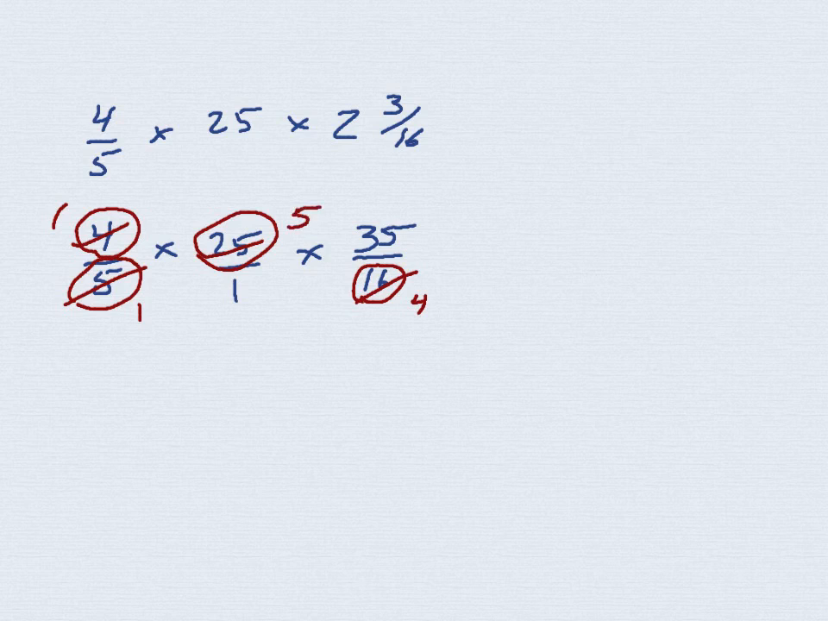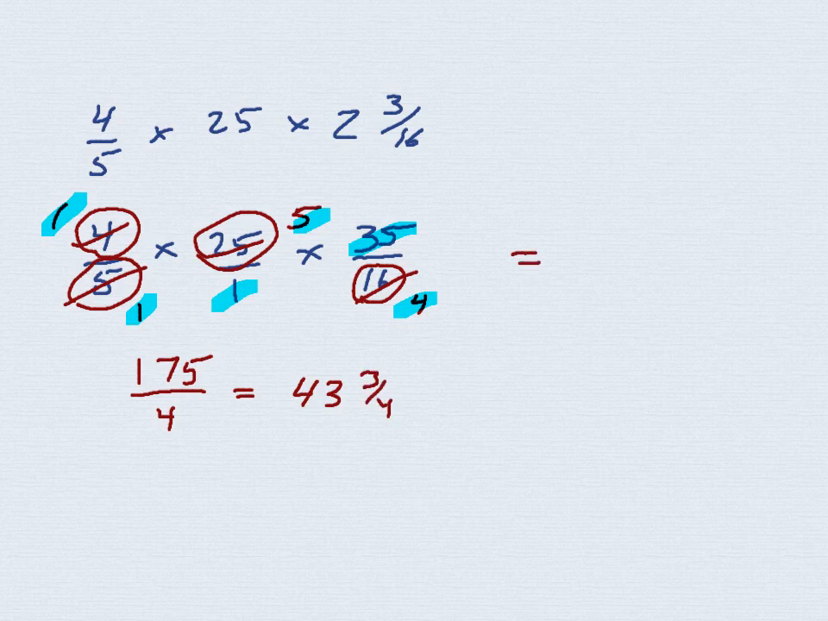What I'm left with is a 1 times 5 times 35 on the top, a 1, 1, and the 4 on the bottom. My final middle step, I guess you would say, is 5 times 35, so 175 over 4 on the bottom, which converts to a mixed number. 4 goes into that, 43 3/4.